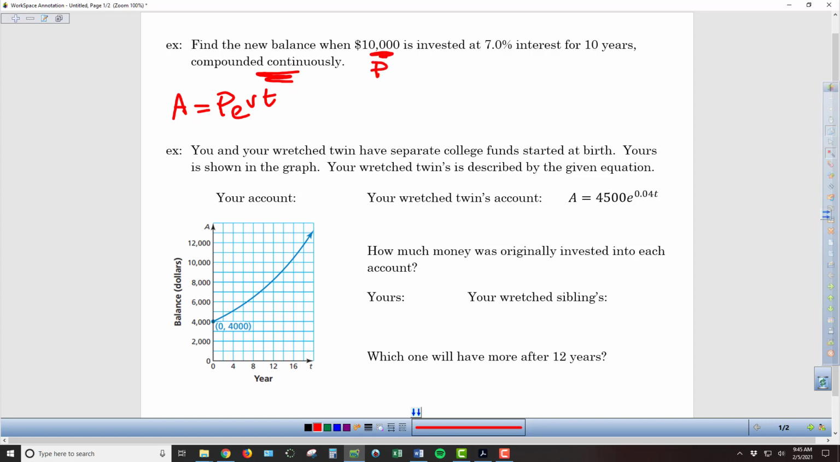That's our P. Our rate is going to be based off of this 7%, but we're going to have to express that as a decimal. So it's going to be 0.07. And then our t, our period of time for this investment, is 10 years.